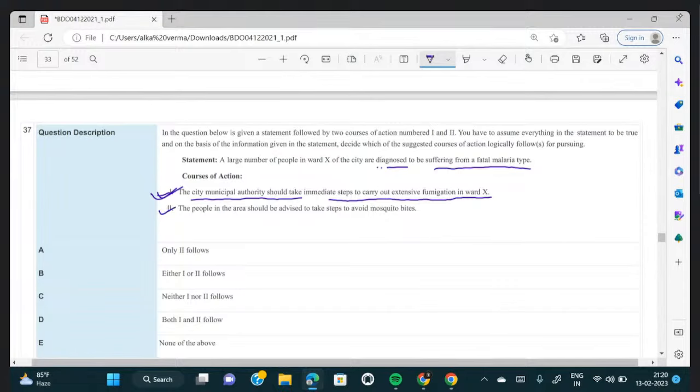Second one, the people in the area should be advised to take steps to avoid mosquito bites. Obviously, it is said that prevention is better than cure. So instead of curing malaria, what if we are able to prevent it? How to avoid mosquito bites? In 7th and 8th standard, we all studied this: use mosquito nets, use All Out, avoid accumulation of water in an area. So both actions follow. Both are the correct actions for this statement.